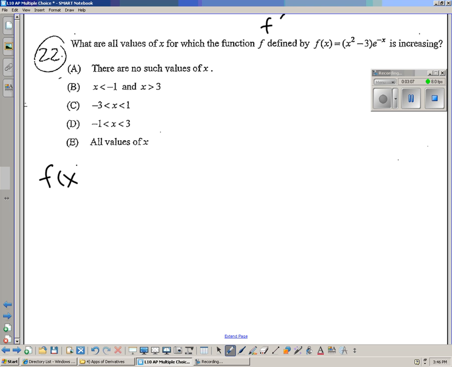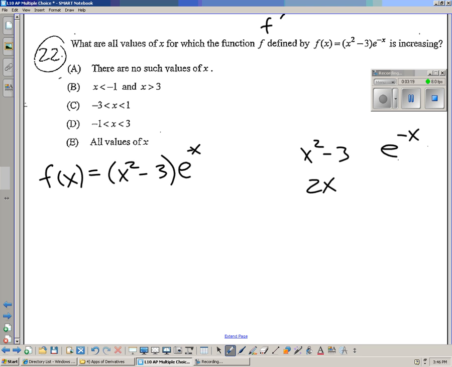So f of x is x squared minus 3 times e to the negative x. So we will use the product rule to take this guy's derivative. Derivative of x squared minus 3 is 2x. The derivative of e to the negative x, it's a chain rule application. We have e to the stuff. Derivative of e to the stuff is e to the stuff times the derivative of the stuff, which is negative 1. So now f prime of x is equal to, and by the way, this is just negative e to the negative x.